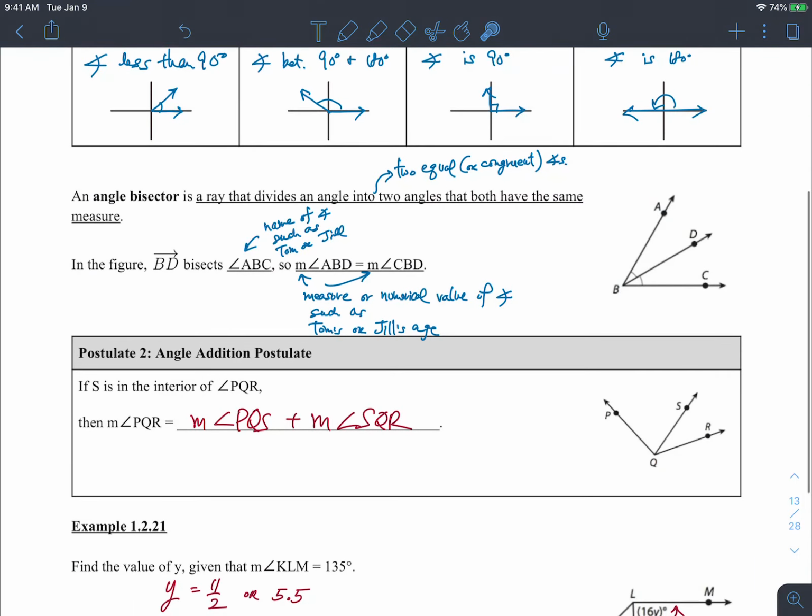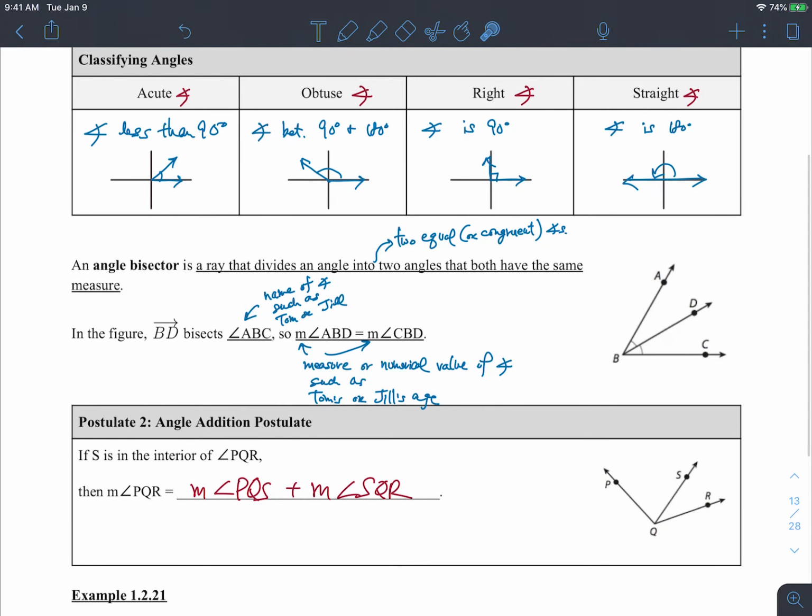All right, guys, I wrote this ahead of time for you. If S is the interior of angle PQR over here, we could say that these two angles add up to the whole. So that's exactly what I did. The measure of PQR is the sum of the measure of PQS and the measure of SQR right there. This is called the angle addition postulate.